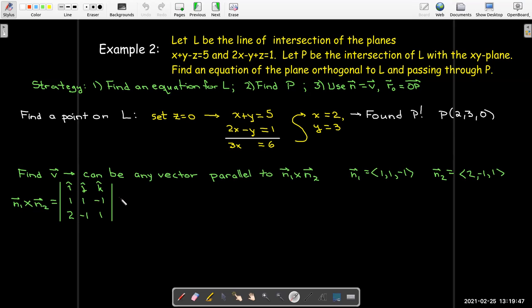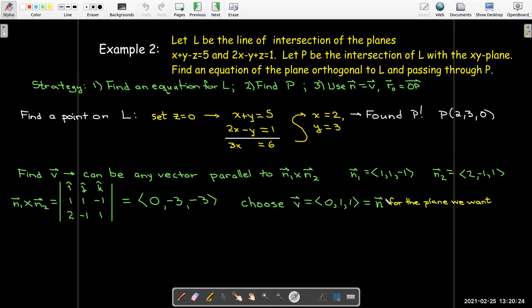Again, we'll use our memory aid. We'll remember to put hats on the i, j, and k. And so now we've got the cross product has components 0, negative 3, negative 3. So there's a common factor of negative 3. So for my direction vector for L, I'll choose 0, 1, 1. That's a simpler vector, and it's parallel to N1 cross N2.